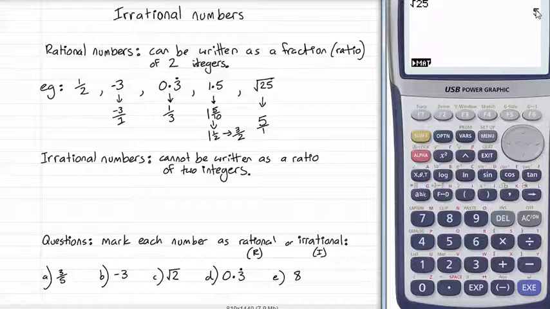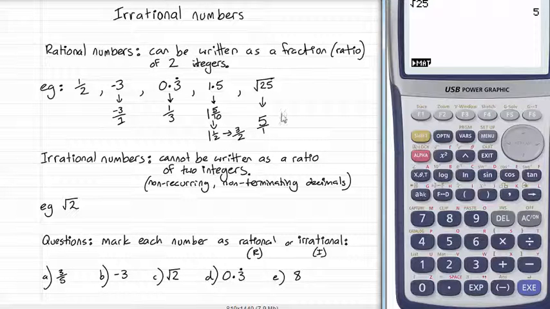Irrational numbers can't be written as a fraction of two integers. So pretty much these are the non-recurring and non-terminating decimals. A lot of square roots and other roots are irrational unless they come out to a nice even or a nice round number like 5 here, or a nice rational number.